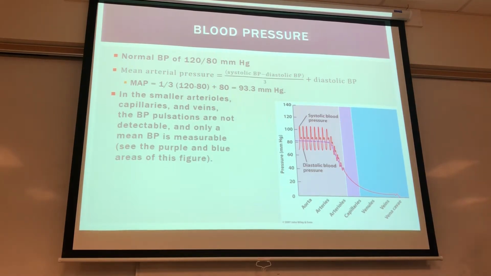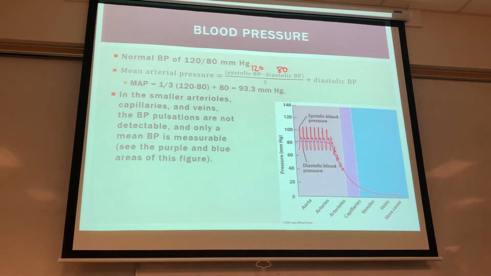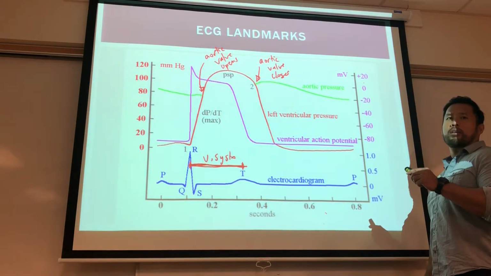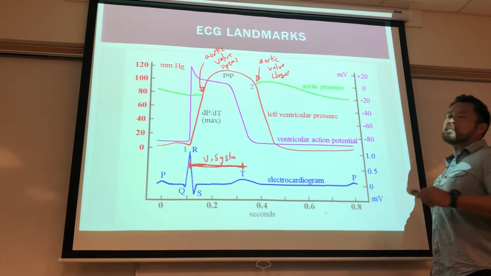So 120 minus 80, which is 40, divide that by 3, which is 13.3. So 13.3 is the number that I come up with. And why do I divide it by 3? Because about 2/3 of the time we spend in diastole, and about 1/3 of the time we spend in systole.